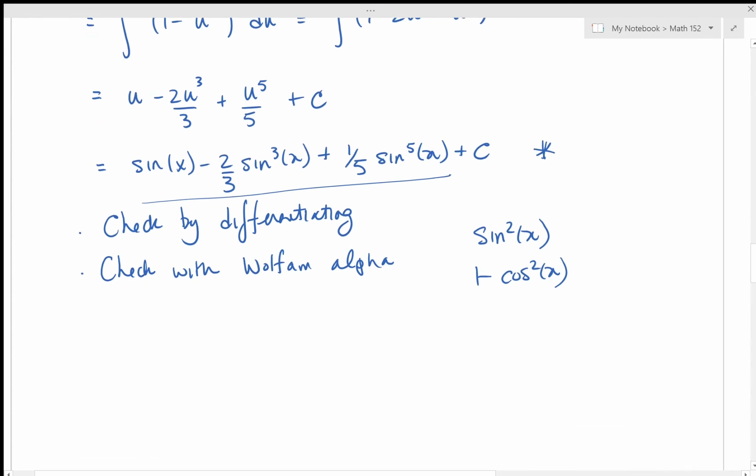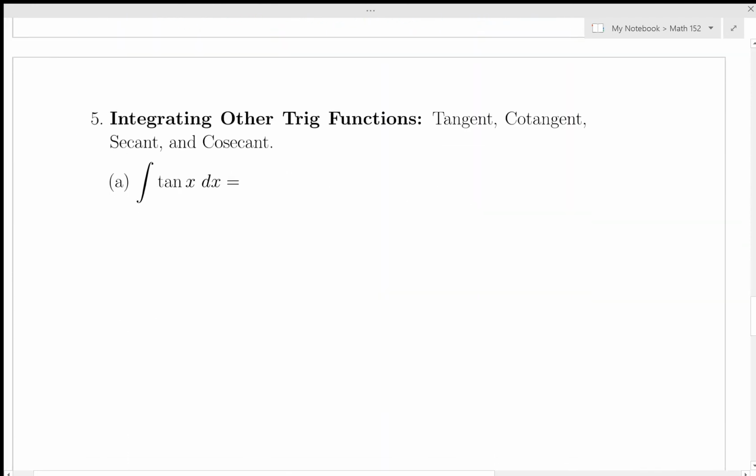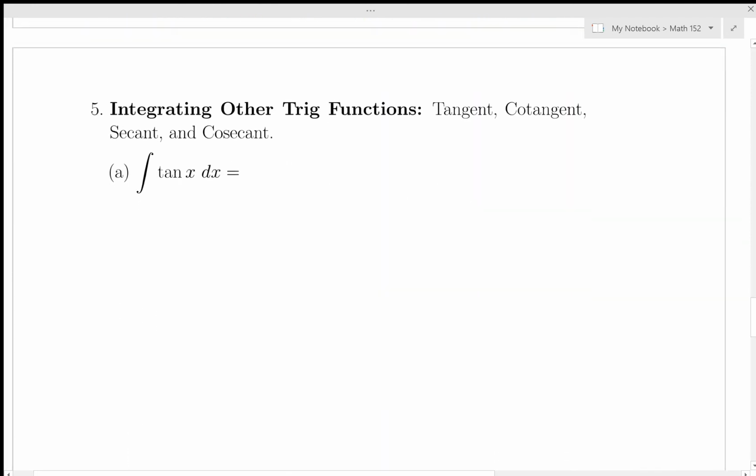All right, so other trig functions. Let's have a look. What have we not talked about? Tangent, cotangent, secant, and cosecant. Okay, so we should be able to take the integral of the tangent function. It's a very important function, actually. In fact, also the arctangent and the derivative of the arctangent, 1 over 1 plus x squared, is also going to come up a lot. So this is an important one.